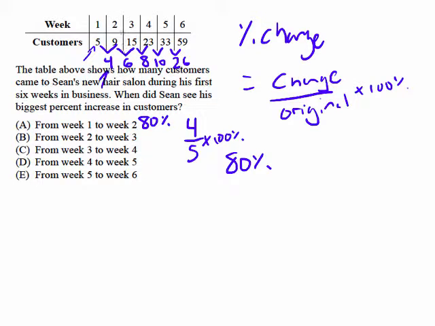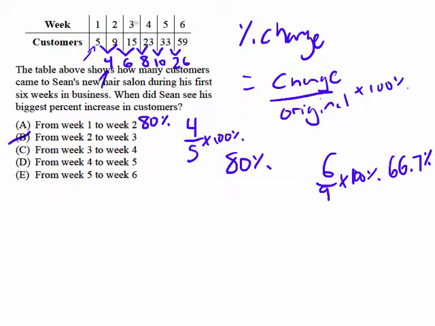Then we do week 2 to week 3. That's a change of 6 from a starting value of 9. 6 over 9 times 100% is going to be, well, that's 2/3, right? So that's 66.666. Let's just call it 66.7%. That's not as high as 80%, so we're going to cross off week 2 to week 3.